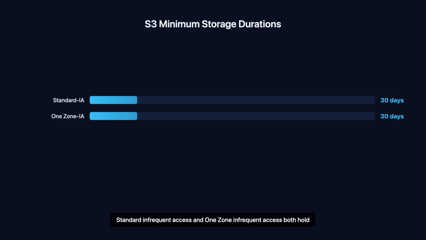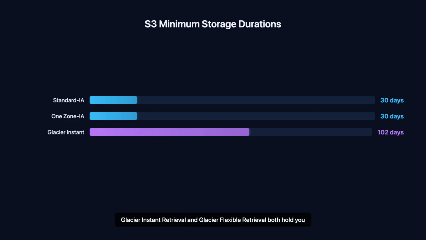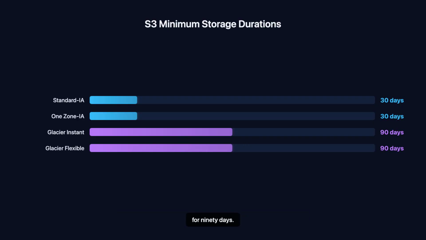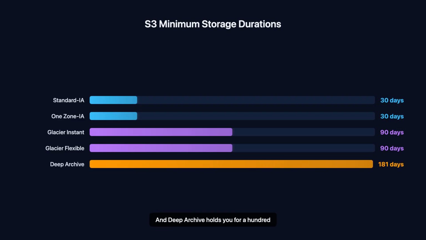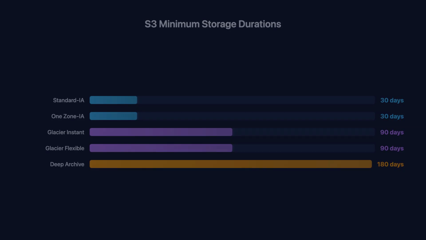Standard infrequent access and one zone infrequent access both hold you for 30 days. Glacier instant retrieval and Glacier flexible retrieval both hold you for 90 days. And Deep Archive holds you for 180 days. Delete before the minimum and you're still charged for the full period. So these thresholds directly change the cost math.